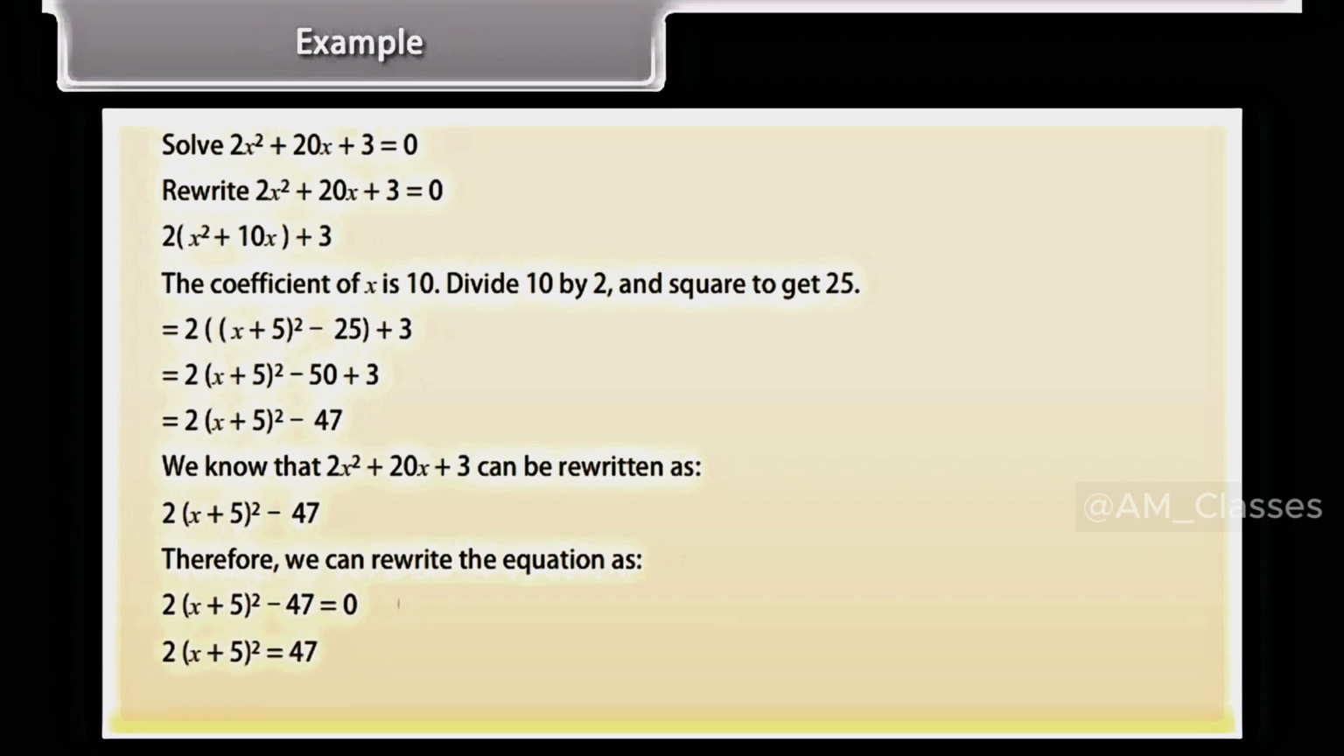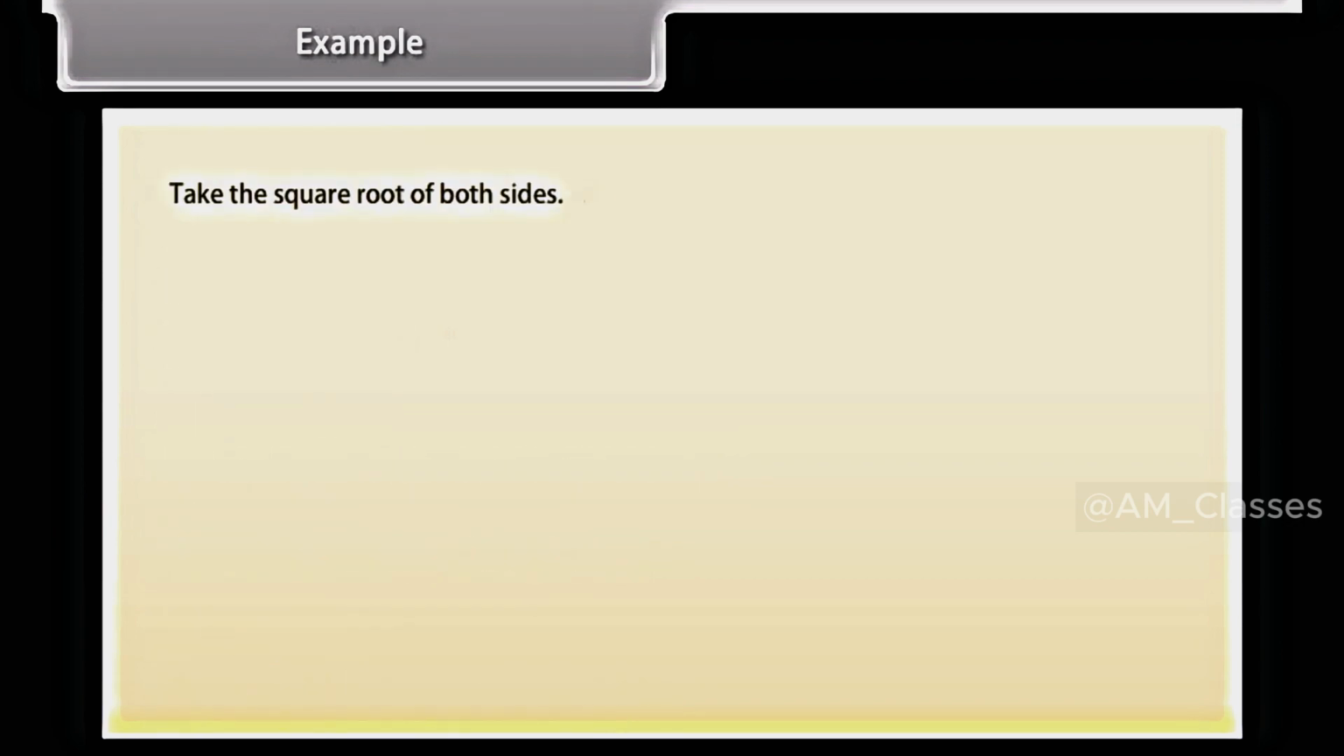2(x + 5)² is 47. Now dividing both sides by 2, we get (x + 5)² = 23.5. Take the square root of both sides. x + 5 = √23.5, or x + 5 = −√23.5.